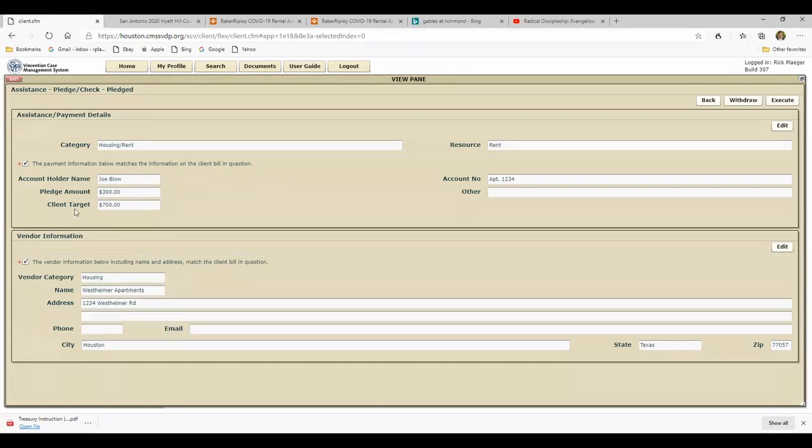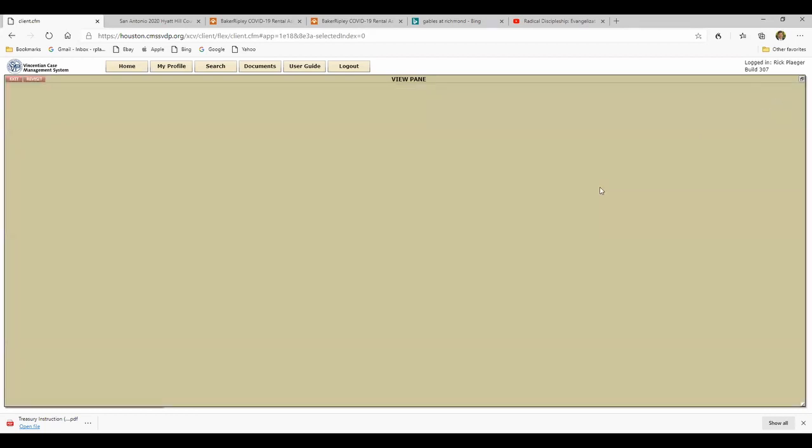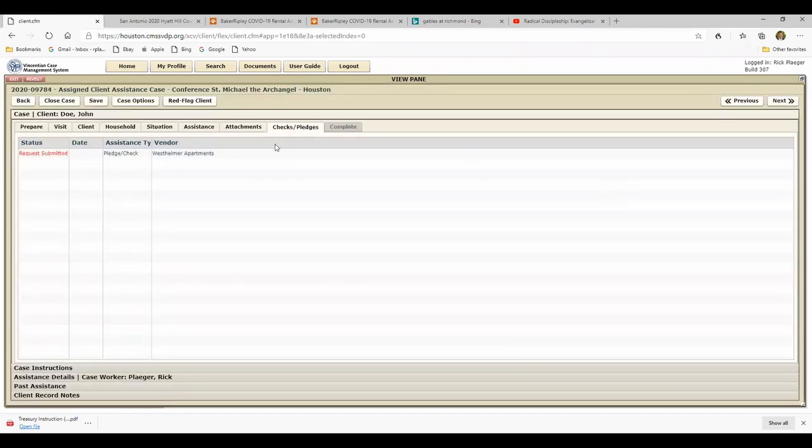And now it's going to ask you whether or not you want to execute. The word execute in CMS means it converts your pledge to a check request. So you're looking at everything, everything's correct. If you see something that needs to be changed that you didn't catch before, you can always edit. But assuming everything is correct, you hit execute. You will now go back to the assistance screen, the check pledges screen, where it shows now that a pledge check request, it started as a pledge, it's now a check request, has been submitted. There's nothing else you need to do at this point in time.